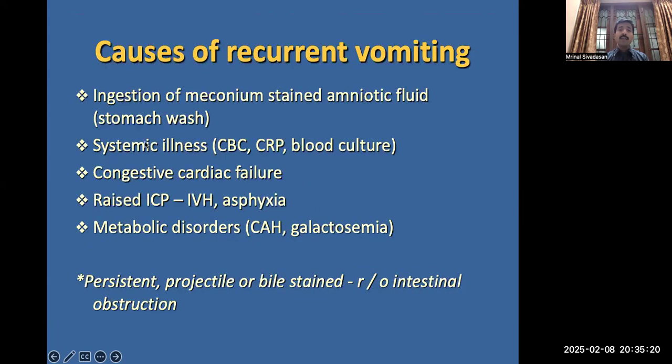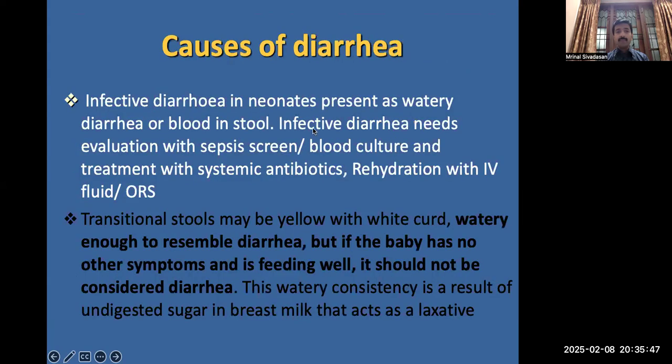Now, causes of recurrent vomiting. Ingestion of meconium-stained amniotic fluid can cause vomiting where you need a stomach wash. Then systemic illness, complete blood count, CRP, blood culture may be needed. That can also cause vomiting. Other causes of vomiting are congestive cardiac failure, raised intracranial pressure, metabolic disorders, and persistent projectile or bile-stained vomiting indicate that there is intestinal obstruction.